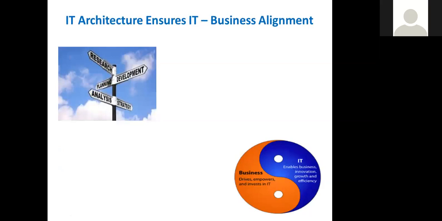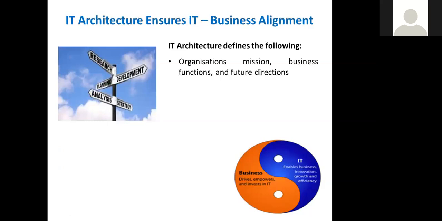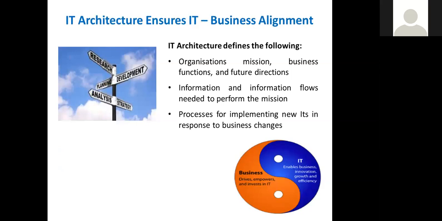Organizations, corporations, companies get a new information system and it changes the way they do business, because IT dictates and changes the way businesses are done. And sometimes this causes the businesses to lose their customers or to lose money. So an architecture defines the following: the mission, vision, business functions, and future directions, information needs and information flow, and the processes for implementing new changes and responding to changes in the business environment.